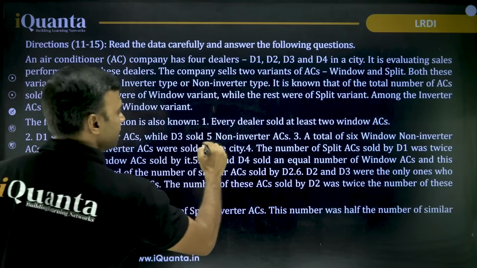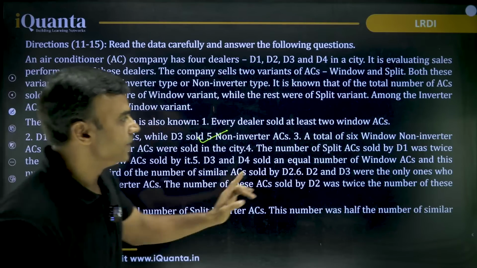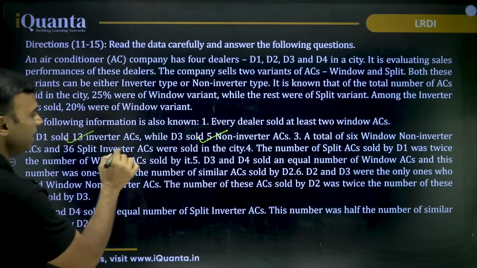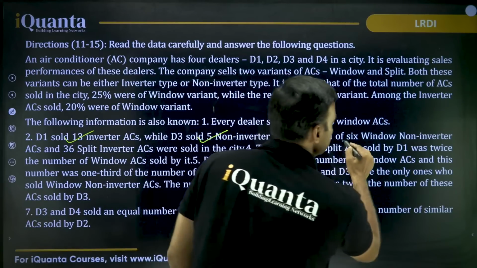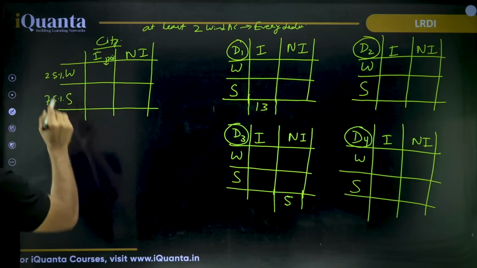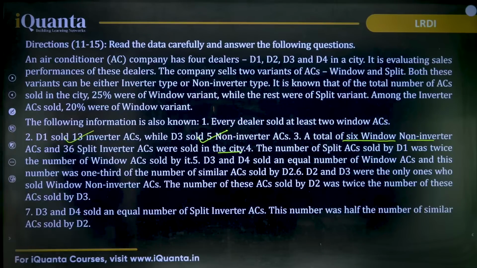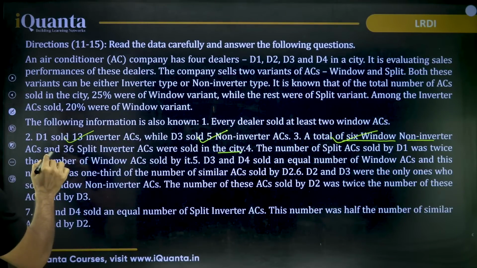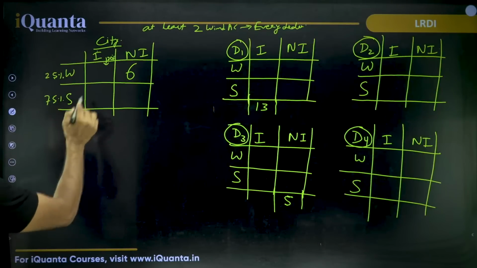It's important to mark out that we've already used information, so we don't go back to it. A total of 6 window non-inverter AC and 36 split inverter AC were sold. Now, very careful. This is about the city, the first table that we have. Window non-inverter in the city has to be 6, right? Now, 36 split inverter AC. Split inverter means this number.